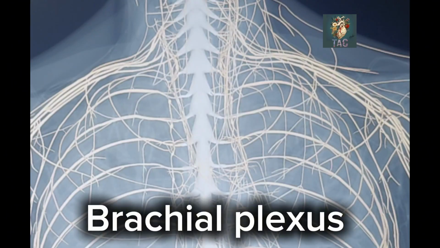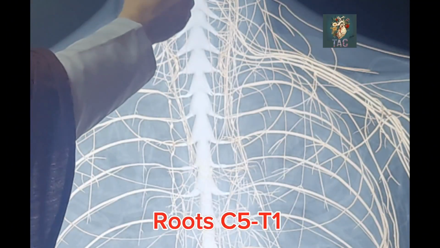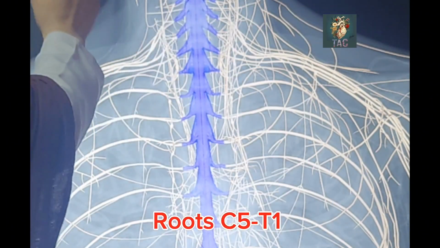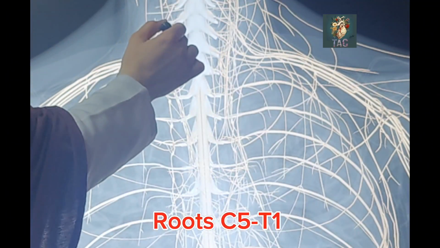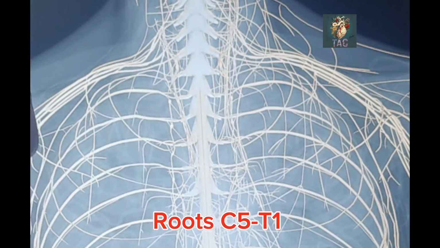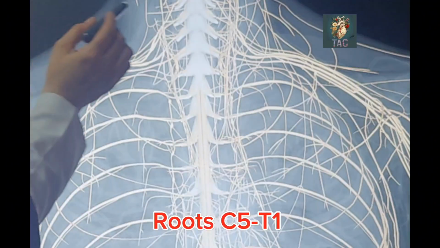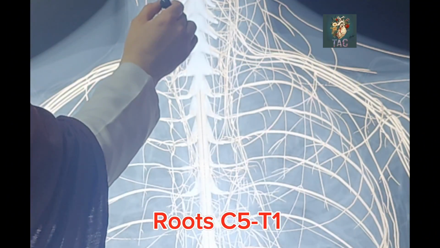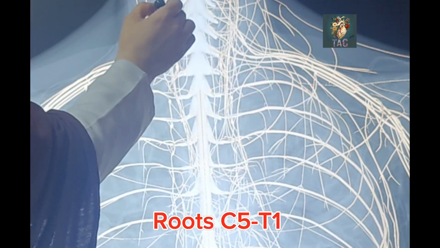In today's class I am going to teach you the brachial plexus. So first of all, the brachial plexus takes origin from the vertebrae C5, C6, C7, C8 and T1. These are the different nerve roots from which the brachial plexus takes its origin. So I will show you these nerve roots over here.